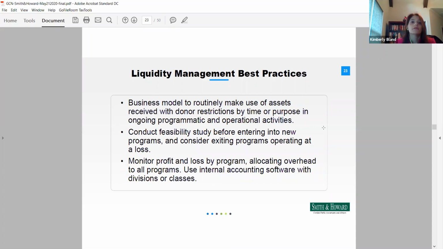We recommend regularly monitoring profit and losses by program. After you've gone through and allocated your overhead costs to all programs, then determine projected shortfalls that will be covered, or whether programs need to be discontinued. We recommend that your organization regularly perform business modeling to properly utilize funds that are restricted by time or purpose. Again, financial modeling, putting plans together, trying to predict the future, which is not always easy to do, will help an organization weather the storm that is ahead of them.